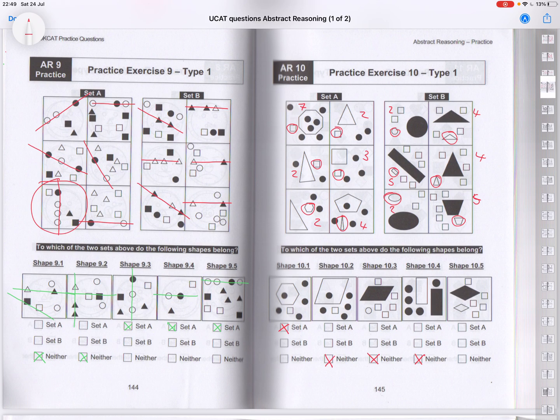And then the very last one, I've got the big black object and the small clear object which matches it. I'm now just looking for 4 plus 1, which is 5, to say that that is in set B. Okay.